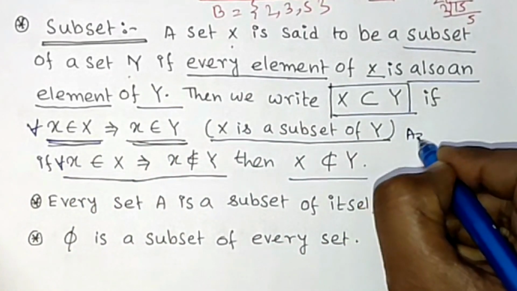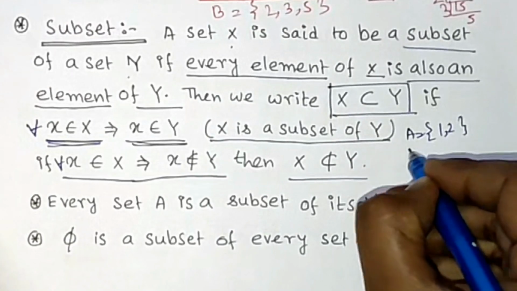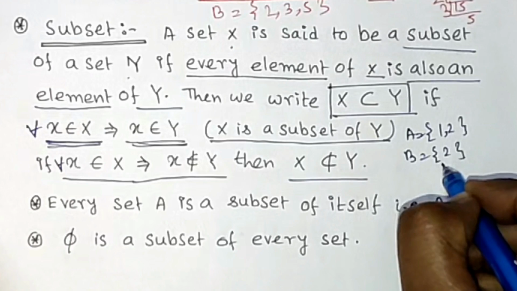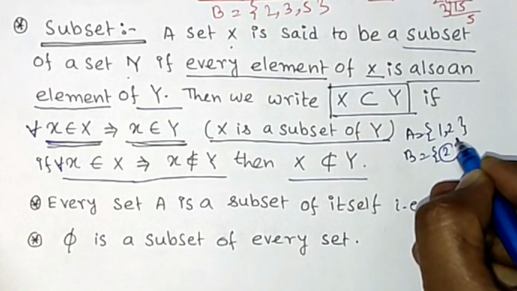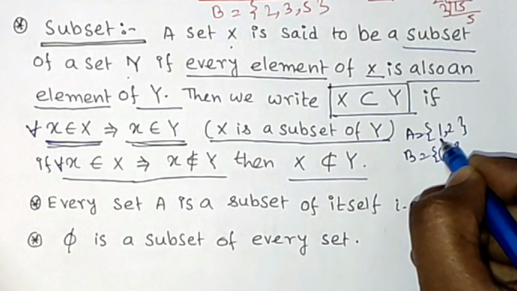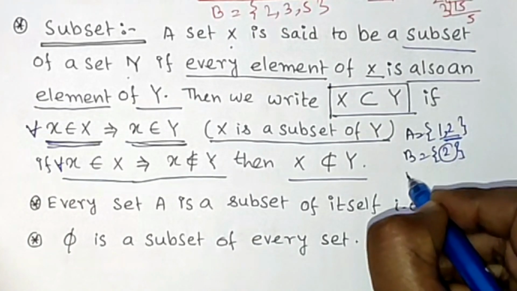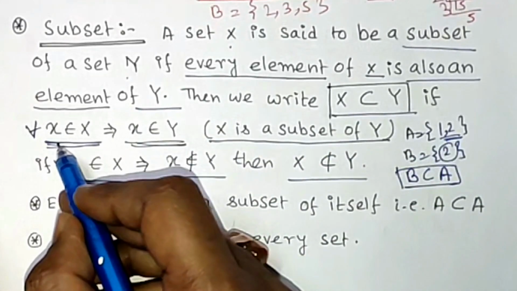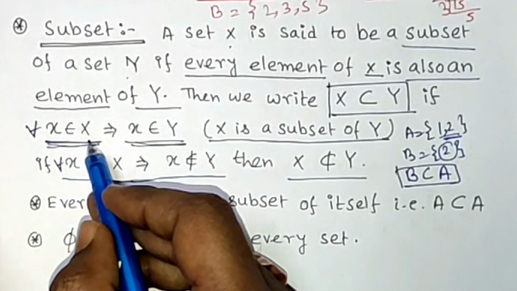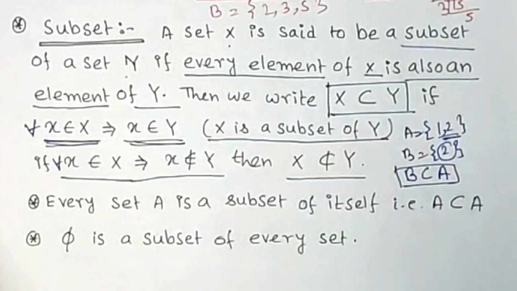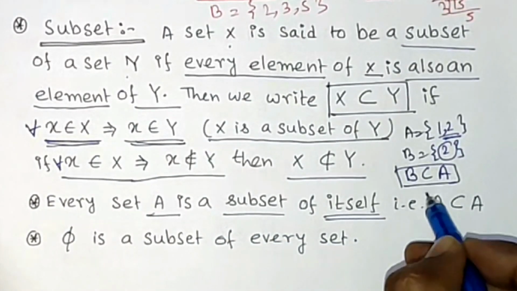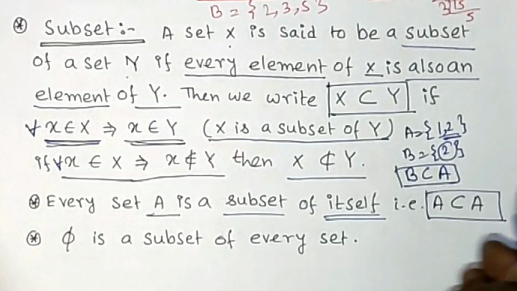Suppose A equals {1, 2}, B equals {2} only. So look, all the elements of B, that is 2, is also an element of A. So we can write B is a subset of A. So for being a subset, all the elements of the first set are also elements of the second set. Every set A is a subset of itself. So A is a subset of A.